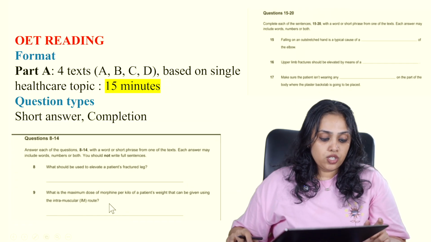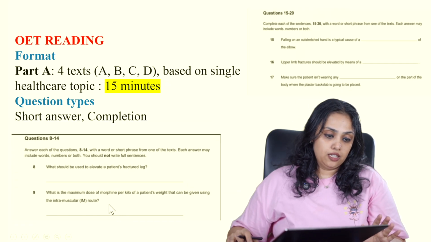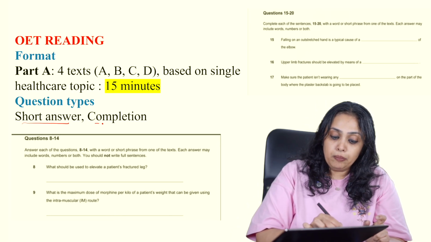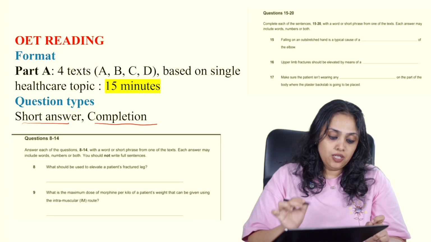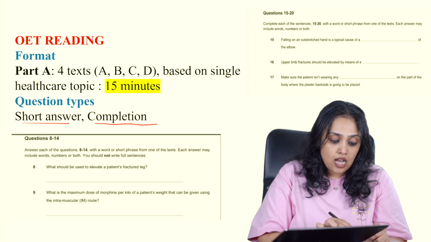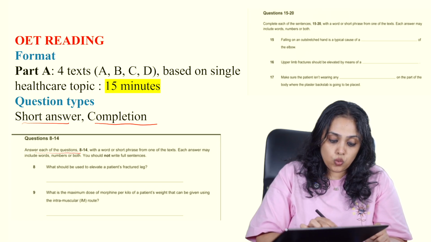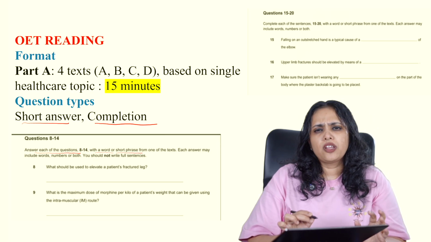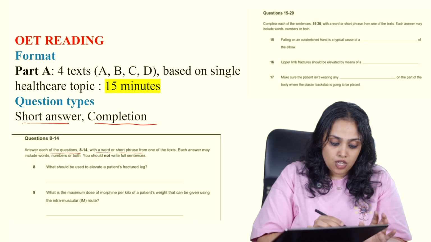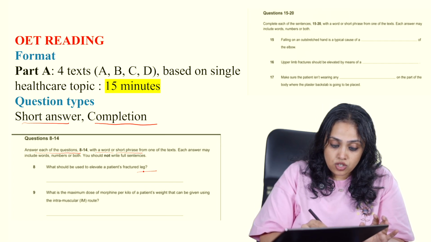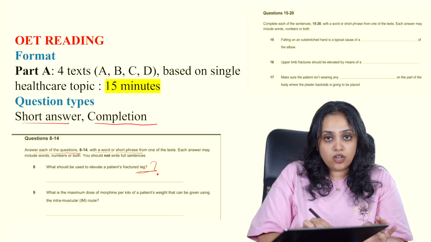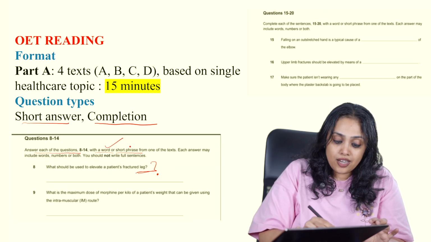Now another question type that appears in part A of reading, apart from the matching question, is short answer questions and completion questions. In short answer questions, as the instruction says, answer each of the questions with a word or a short phrase. It can either be a single word, or a short phrase, maybe 2 or 3 words. This is a short answer type of question which ends with a question mark. They are asking a question and you have to provide your answer in a single word or as a short phrase.